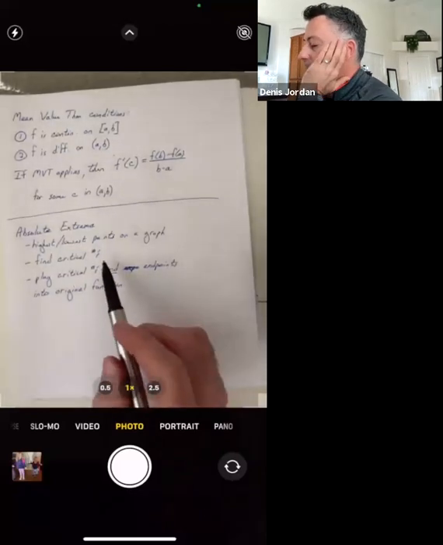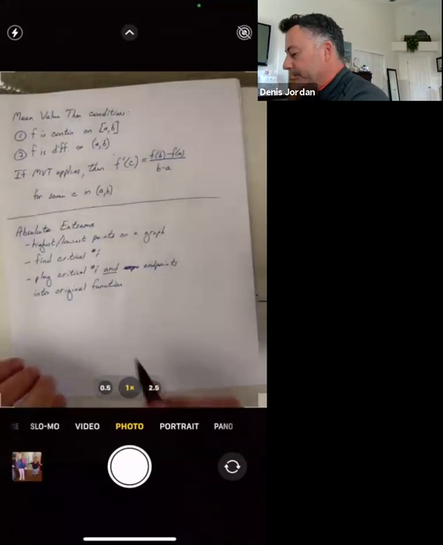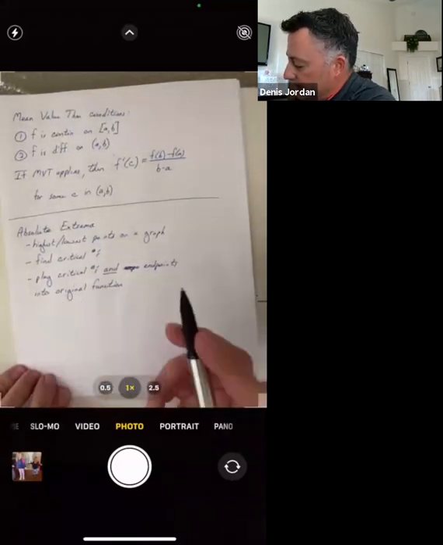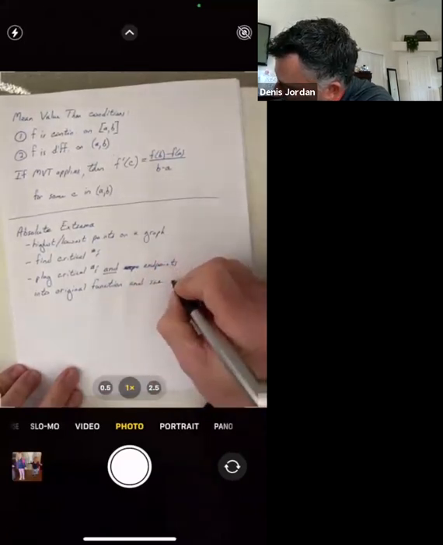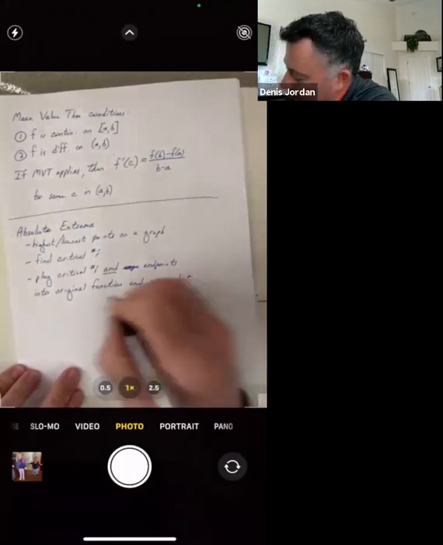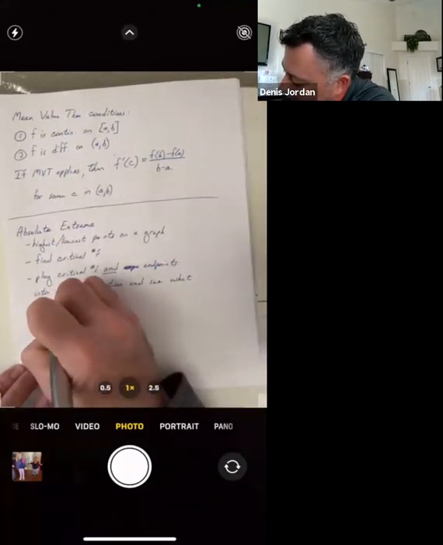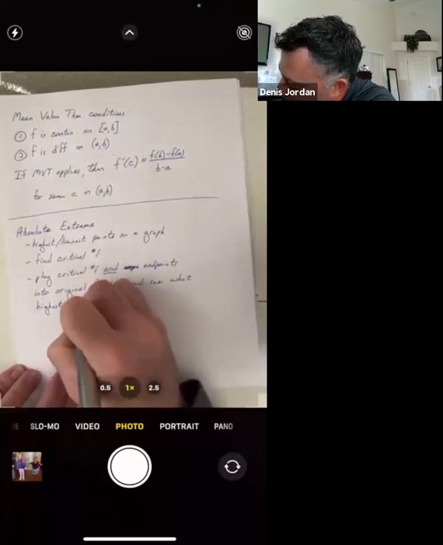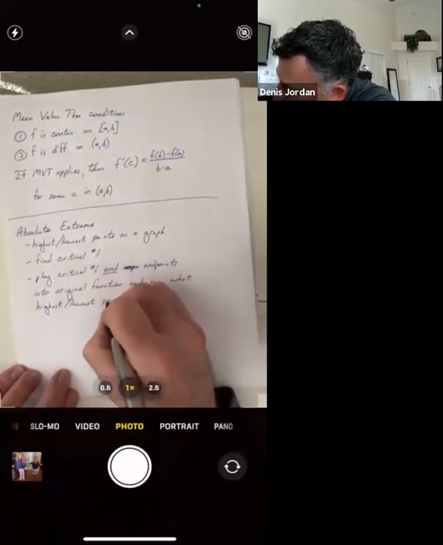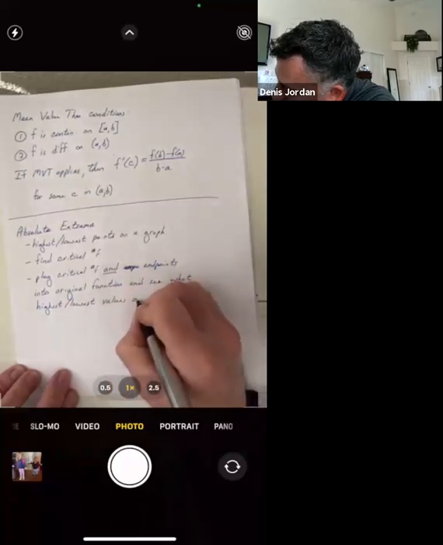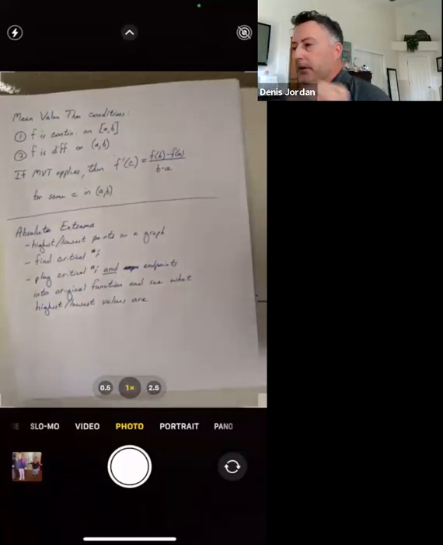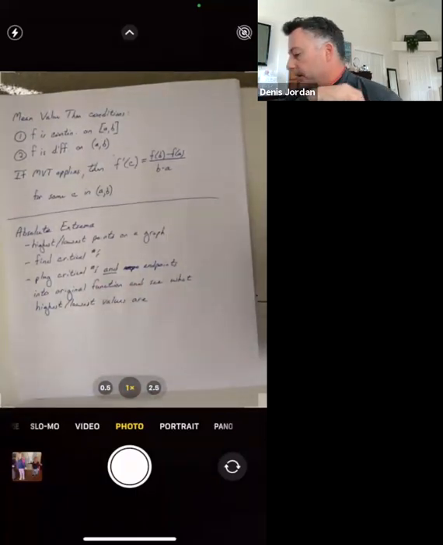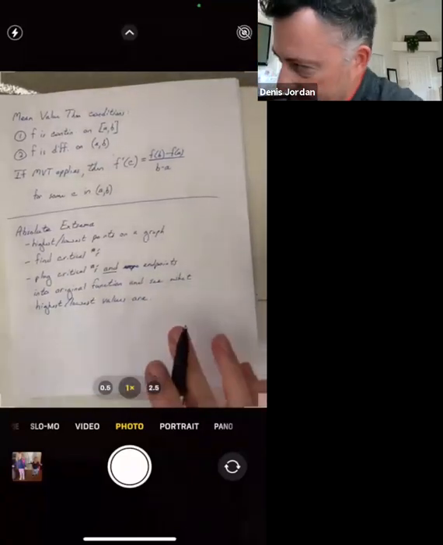So don't plug them back into the derivative because you already know what it's going to equal. Plus, you're not asking about the derivative, you're asking about the function. So plug them always back into the original and see what the highest and lowest values are. Typically, if you're looking for y coordinates, you're always going back to the original function, not the derivative. Just FYI.